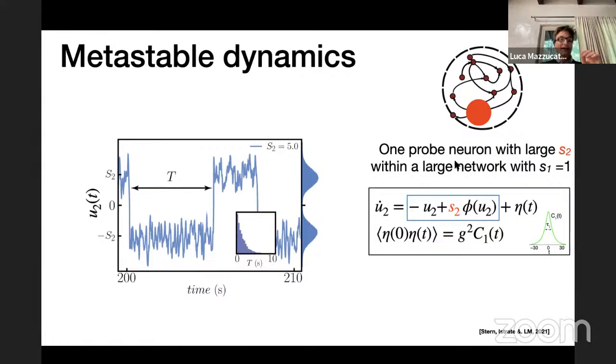We can study this particular regime, again, using mean field theory in the probe approximation, when we take one neuron with very large self-coupling and all the other neurons with the same self-coupling S1 equals 1. So we have an effective theory for this probe neuron, which is described by a Langevin equation, where the noise is the Gaussian mean field that has a particular autocorrelation function, which is the average autocorrelation function of all the other neurons in the network. So it's a Langevin equation driven by colored noise.